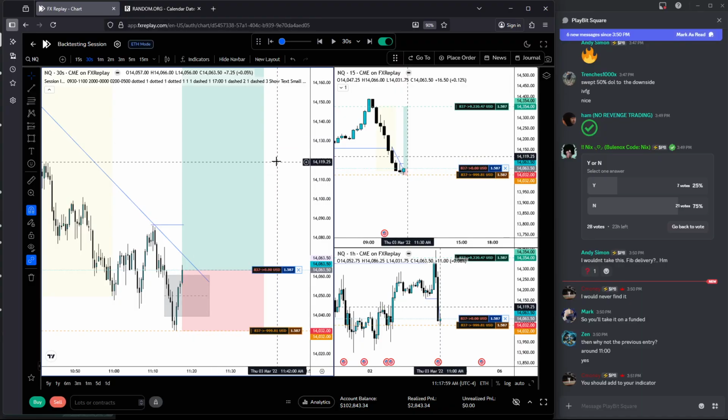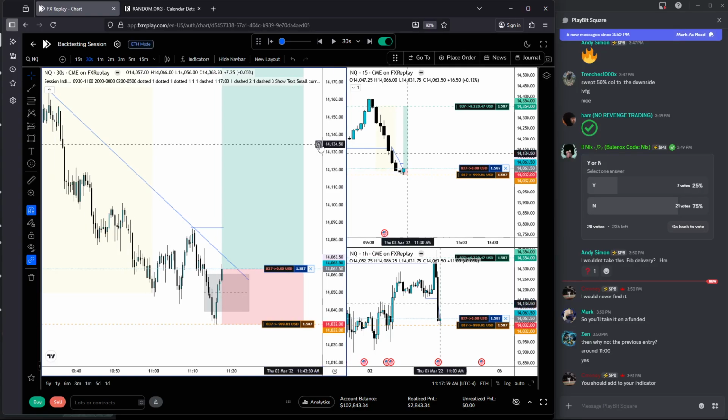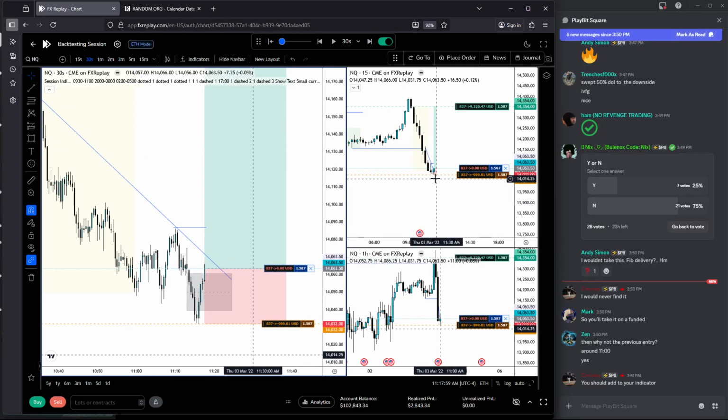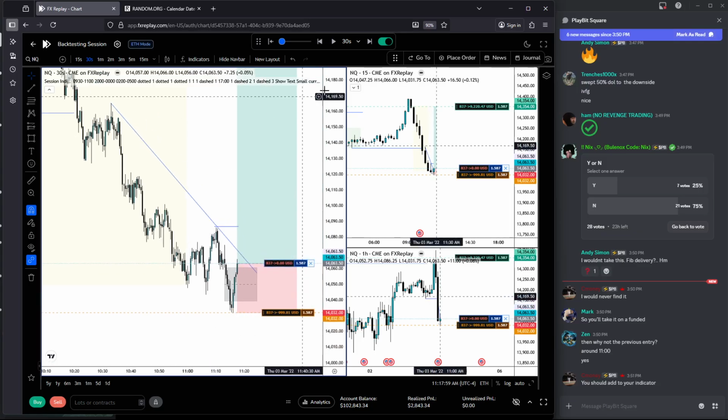You should add that to your indicator. Yeah, I can add fib levels. But it's not that important. It's just when it's out of session, they're good levels or inversions, whatever.